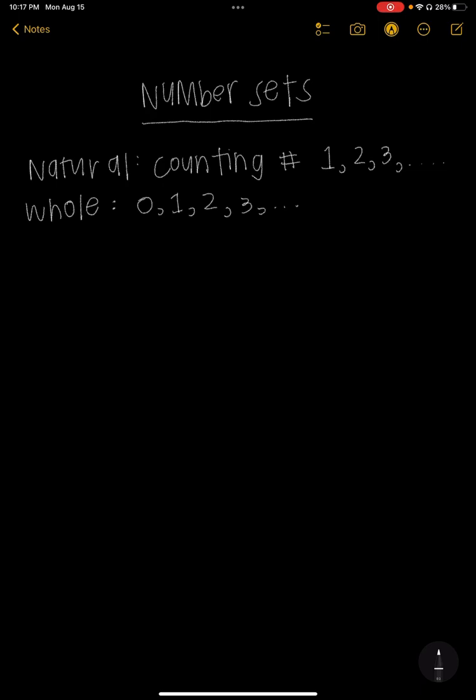Okay, so the next set is going to be called integers. And integers include all of the natural numbers, all of the whole numbers, and they include the negative versions of those. So like -3, -2, -1, 0, 1, 2, and 3. And it goes forever and ever in the right direction or in the positive direction, and it goes forever and ever in the left or the negative direction. So they include all positive and negative whole numbers.